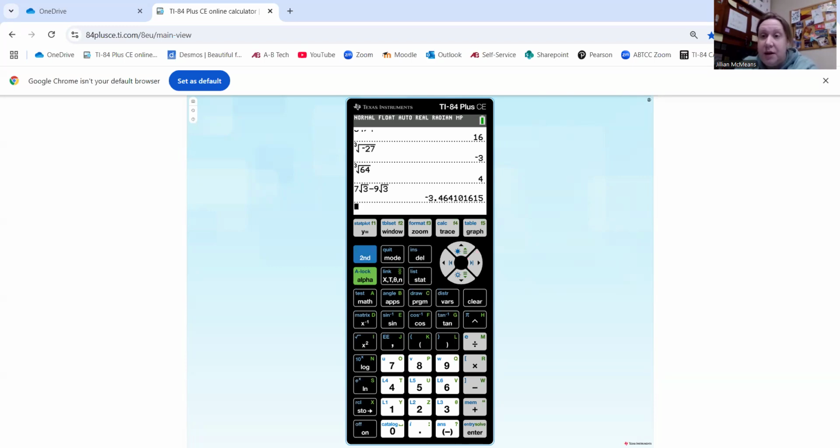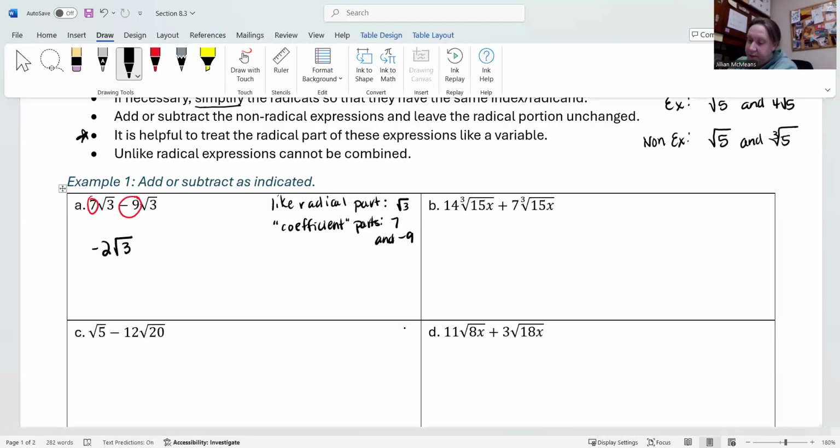Let's double check and make sure negative 2 times the square root of 3 gives us exactly the same thing. And that can prove to us that what we've done is valid. So we have negative 2 times the square root of 3. And there you have it. They are exactly the same. So that first expression, 7 square root 3 minus 9 square root 3, truly is equivalent to negative 2 square root 3. There we go. All right, so we are good to go here.